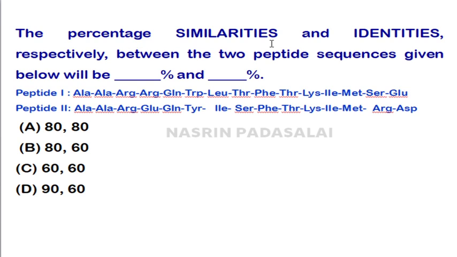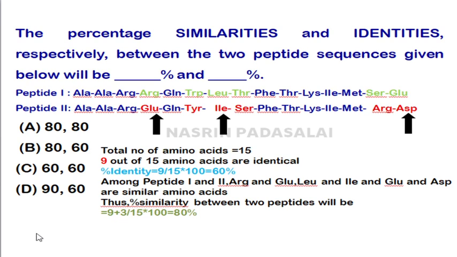Next is the percent of similarity and identity respectively between 2 peptide sequences given below. They are asking us to find out what the percentage of similarity and the identity is. So they have given 2 peptides. In this particular case, the total number of amino acids is 15, and among these 15 amino acids, 9 amino acids are identical.